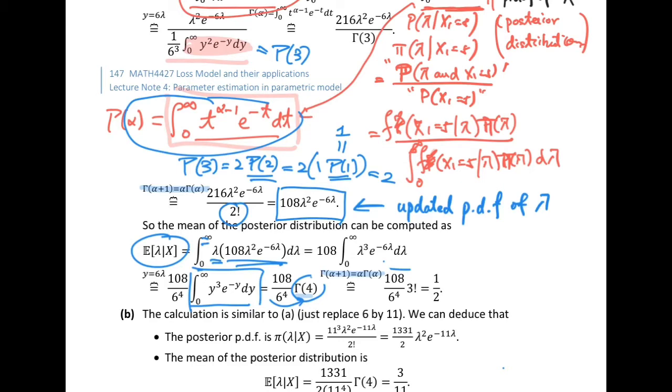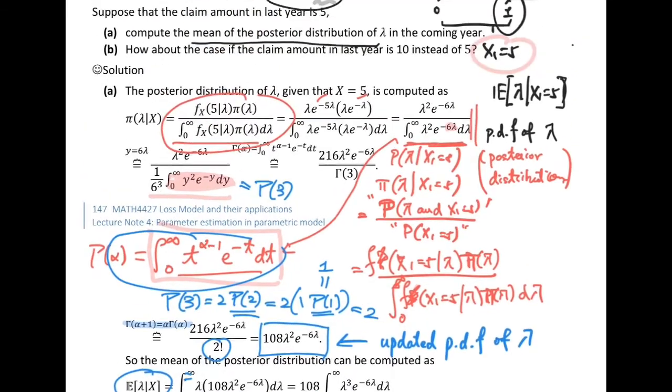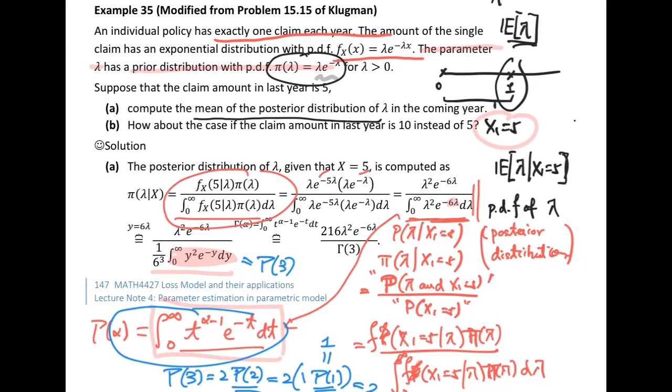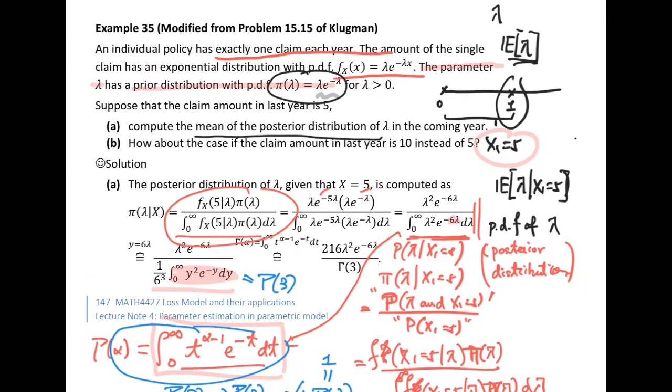So I would say the idea is, to compute the expected value, we need the PDF, but since we have the new information, that means we should use the new PDF of the lambda. That means you need the posterior distribution. Then again, to get the posterior distribution, you just use the Bayes rule and it helps you to finish the job. Okay, and here, this is how we do part A.